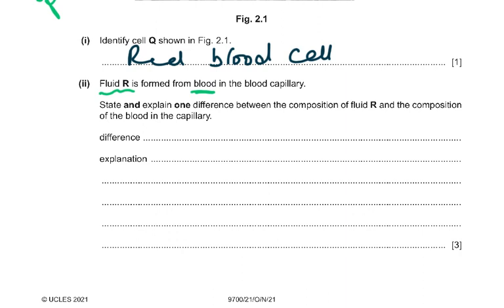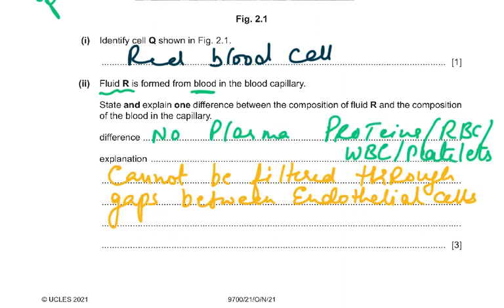So state and explain one difference between the composition of fluid R and the composition of the blood in the capillary. Now you can see what you could have written. The difference was you could have said no plasma proteins. So there are no plasma proteins in the tissue fluid as compared to the plasma, where there are lots of plasma proteins. But why are they not there?